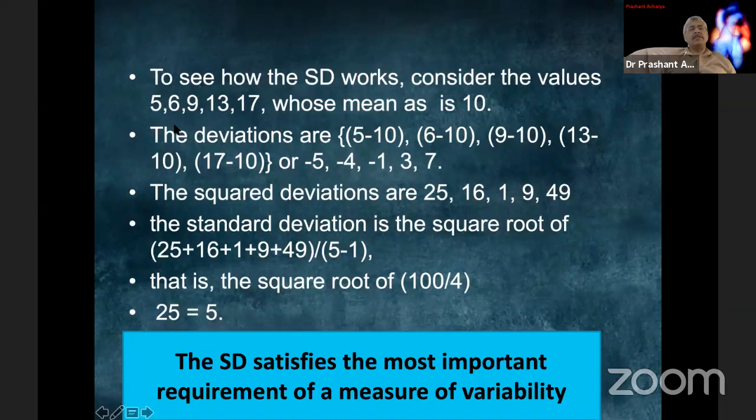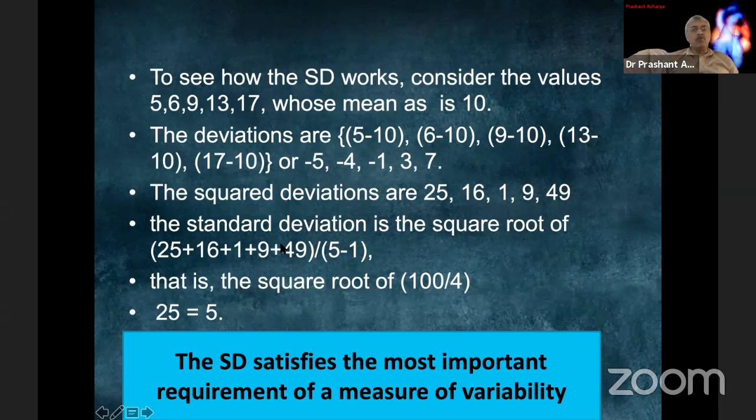Now the deviations are 5 minus 10, 6 minus 10, 9 minus 10, 13 minus 10, and 17 minus 10. So the overall values are minus 5, minus 4, minus 1, 3, and 7. Now I have to square them. Minus 5 multiplied by minus 5 becomes 25. Minus 4 squared is 16. 1 is 1. 3 squared is 9. And 7 squared is 49.